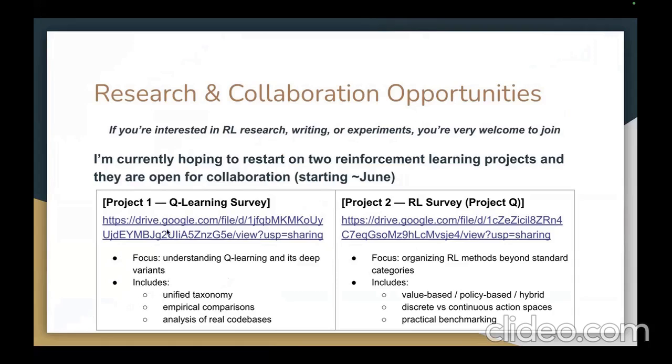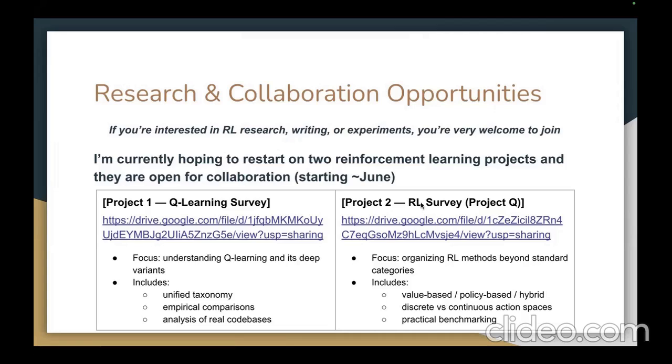The first project is a Q-learning survey, and the goal here is to understand Q-learning and its deep variants. The goal of this paper is as follows. The first one is to have a unified taxonomy of the Q-learning and deep Q-learning algorithms. The second aspect is to have empirical comparisons, basically means that we collect benchmark results from the original papers. And thirdly, we wish to analyze real code bases and all sorts of aspects you can think about.